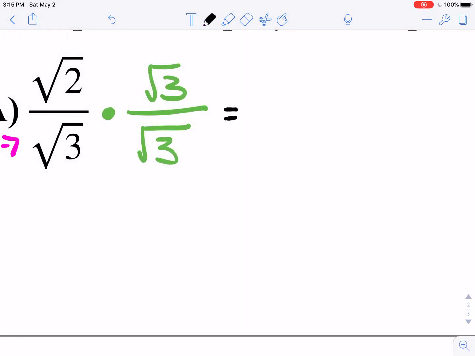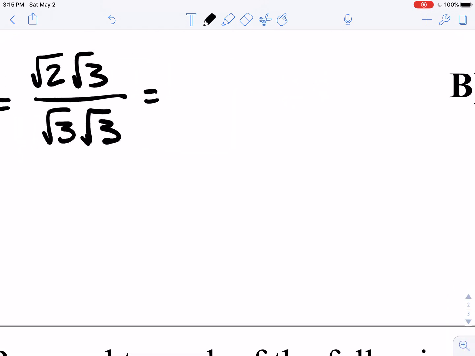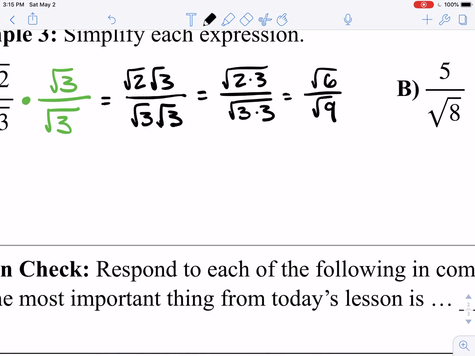And that gives us the square root of 2 times the square root of 3 all over the square root of 3 times the square root of 3. Sweet. Now the square root of 2 times the square root of 3 is the square root of 2 times 3. It gives us the square root of 3 times 3. So we have the square root of 6 all over the square root of 9. The square root of 9 is 3, so it goes to the square root of 6 all over 3.